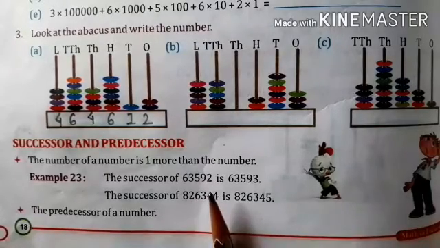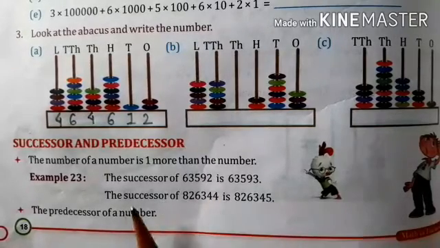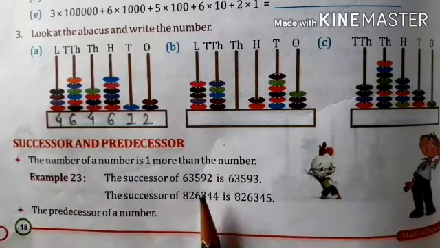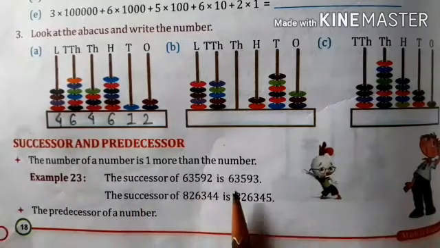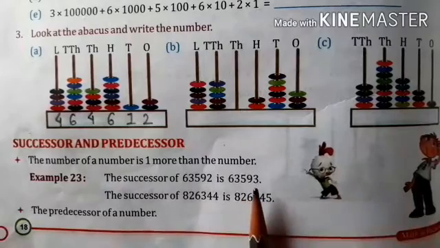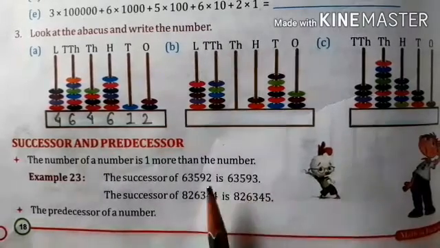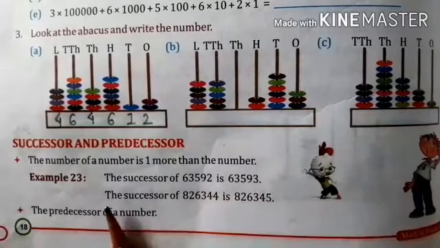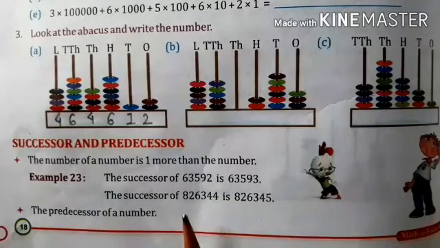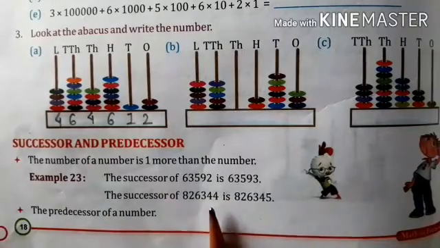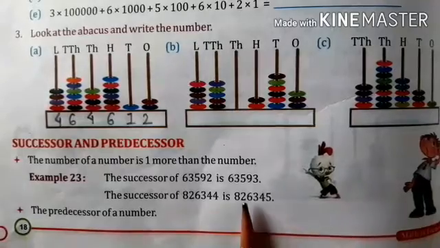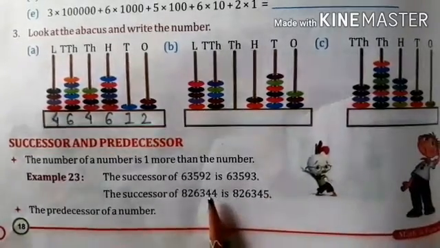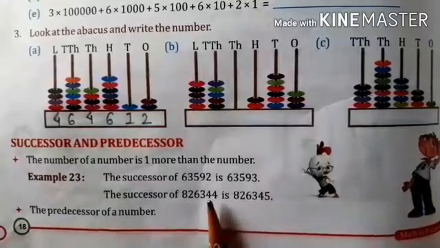Okay. Students, look at this example. The successor of 63,592 is 63,593. So this number comes after this number, right? So this is the successor of this number. Okay. The successor of 8,26,344 is 8,26,345. This number comes after this number, right? So this is the successor of this number.